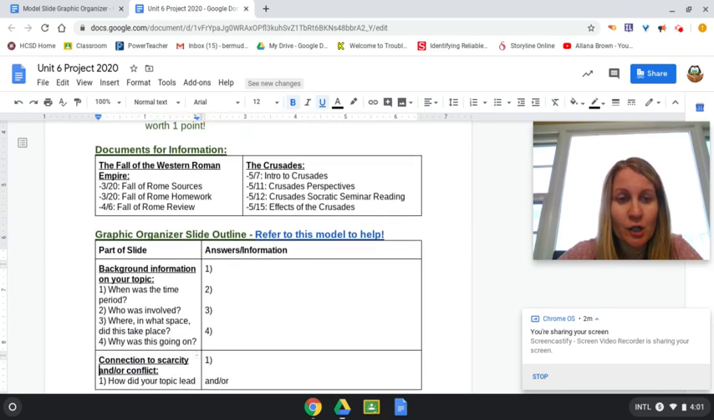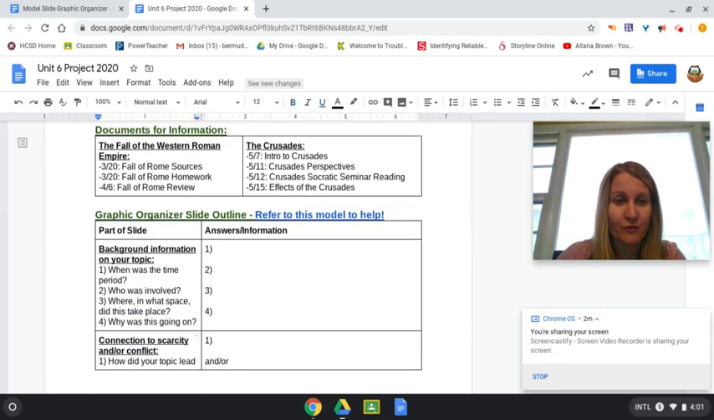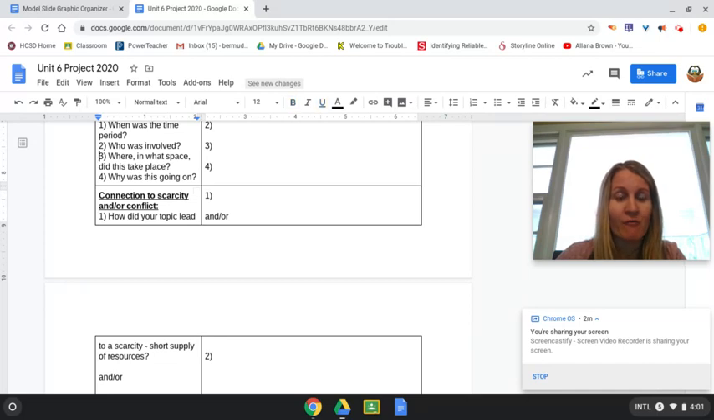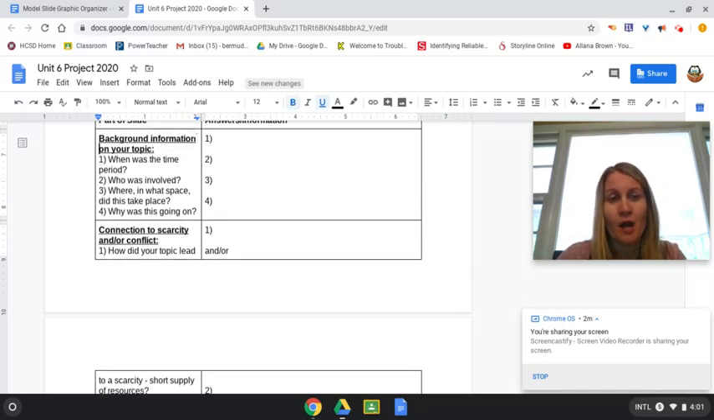Just quickly, you have 4 different sections here. So you have background information, and you have 4 questions in there. When was the time period? Who was involved? Where, in what space, did this take place, and why was this going on?